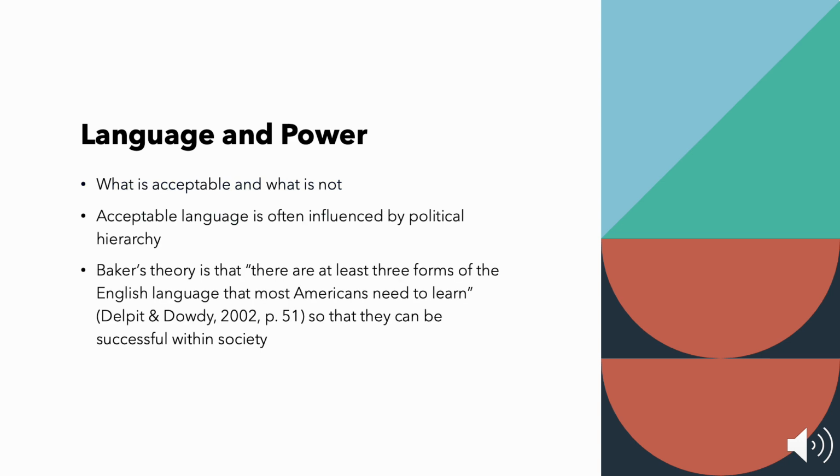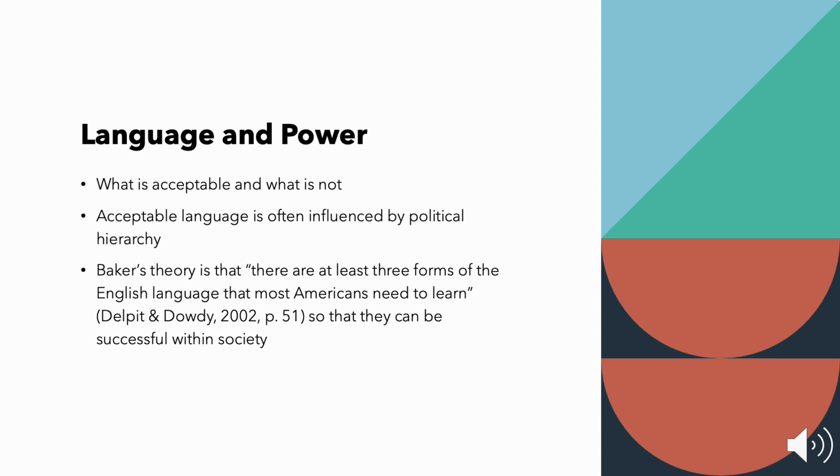Language and power. Acceptable language is often influenced by political hierarchy. According to Baker's theory, there are at least 3 forms of the English language that most Americans need to learn in order to be successful within society. These 3 forms are referred to as trilingualism.